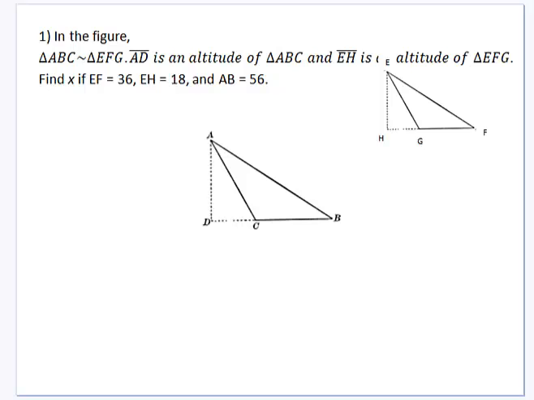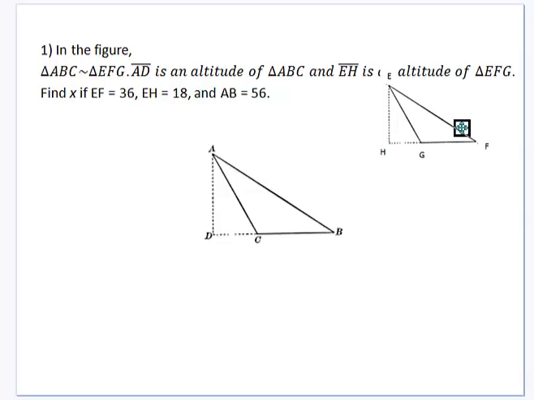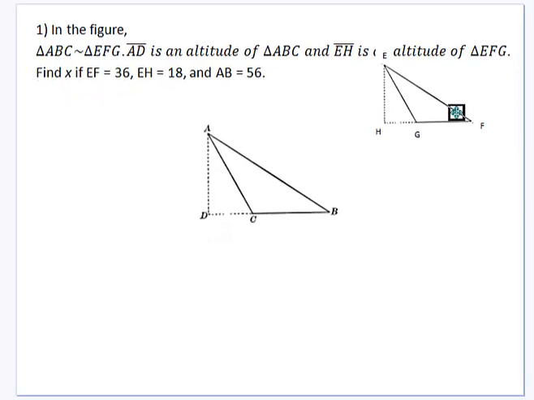So here we have this diagram. Okay, we got two triangles. And we are told that ABC and EFG are similar to one another. Okay, so we know that they're similar. We are told that AD is an altitude and EF is an altitude. Oh, it's all connected. So we want to find X, and then we're given some other measurements here.